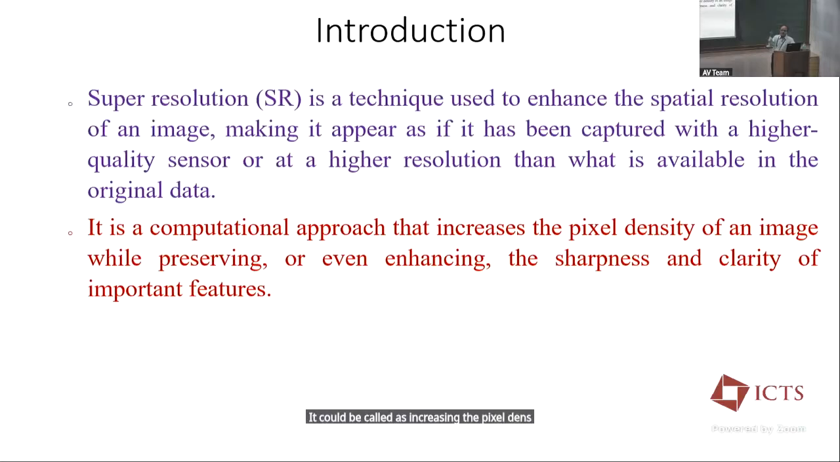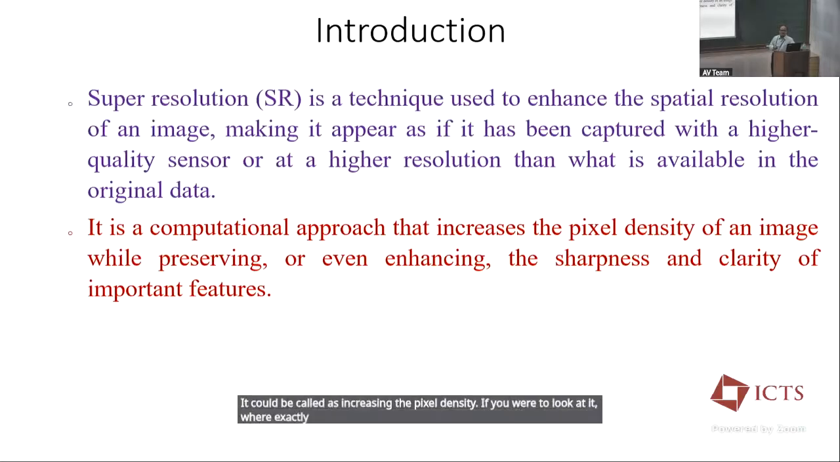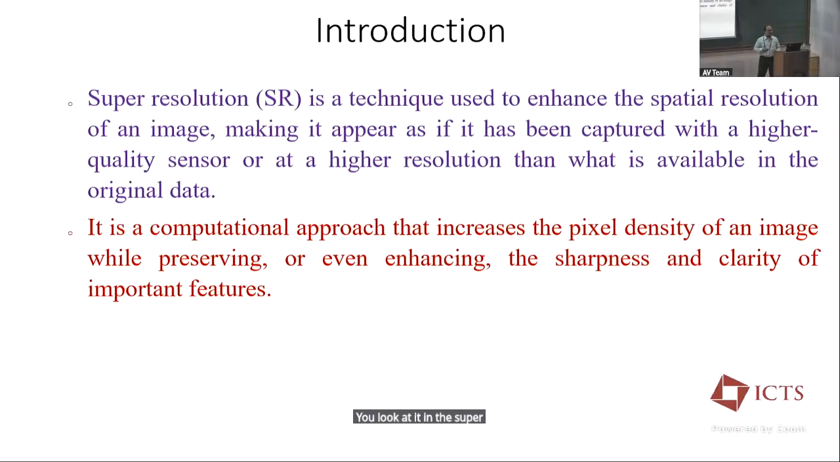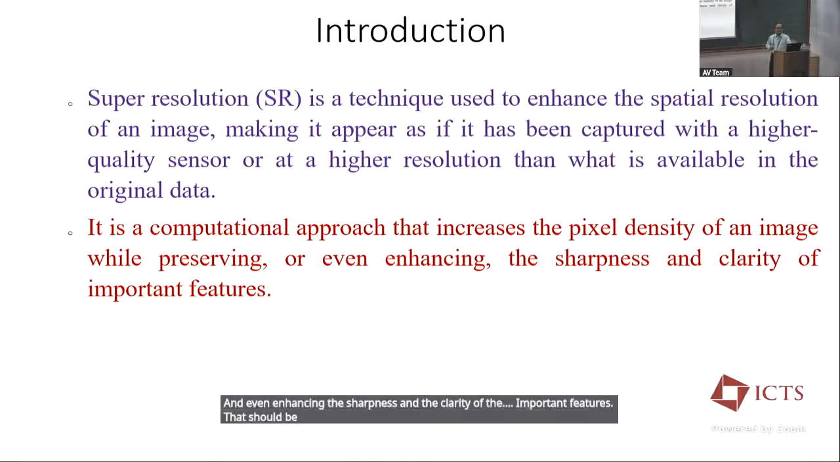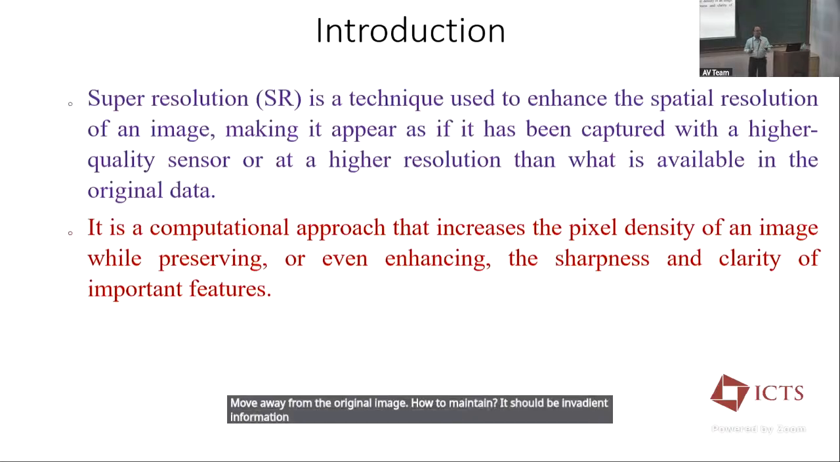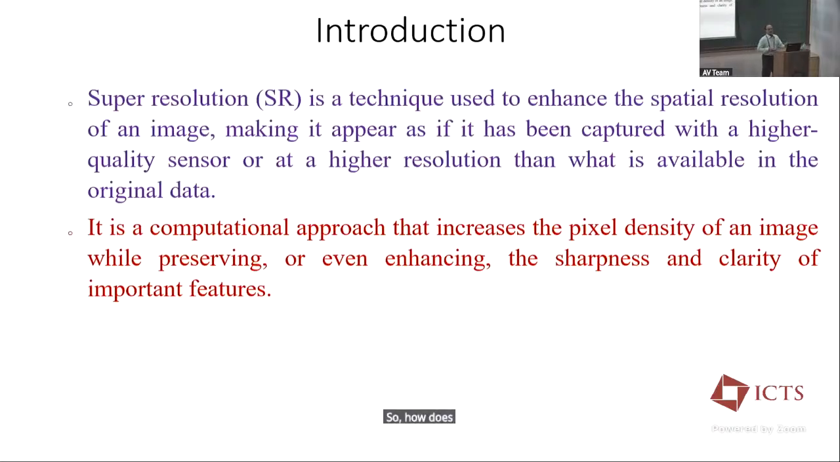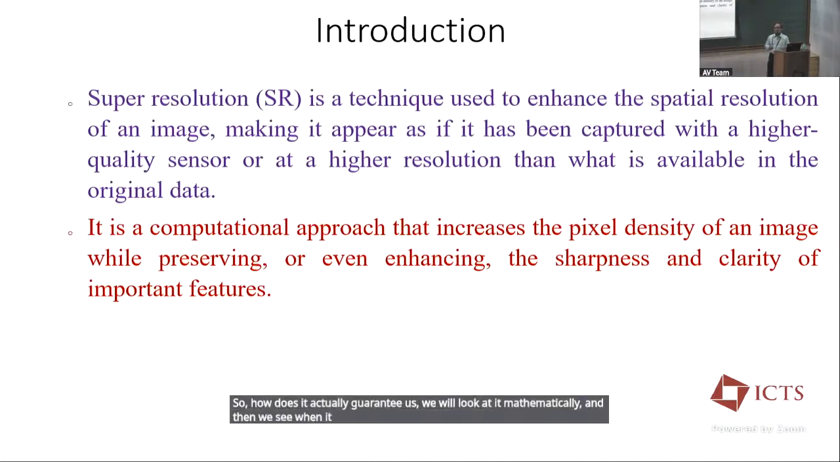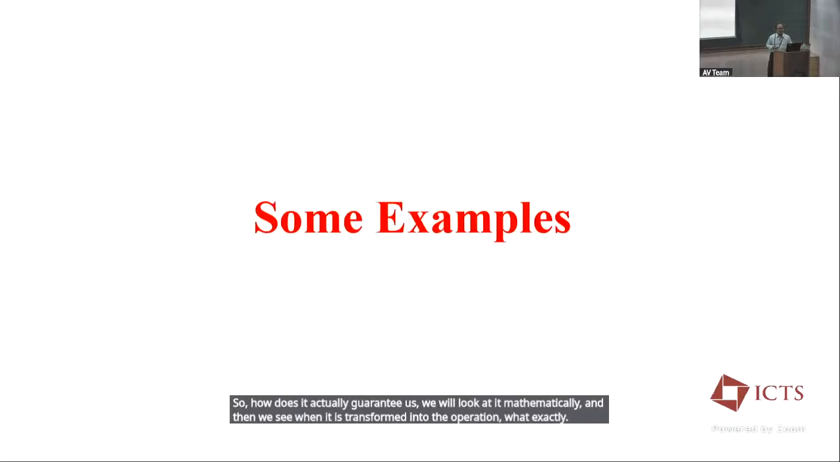In super resolution, you increase the pixel density of an image while preserving and even enhancing the sharpness and the clarity of the important features. That should be the important thing. You cannot alter the image while changing the pixel density. You cannot move away from the original image. It should be invariant. The information that is there should not be lost. So how does it actually guarantee this? We will look at it mathematically, and then see when it is transformed into operations what exactly is happening. We will have a look at it.